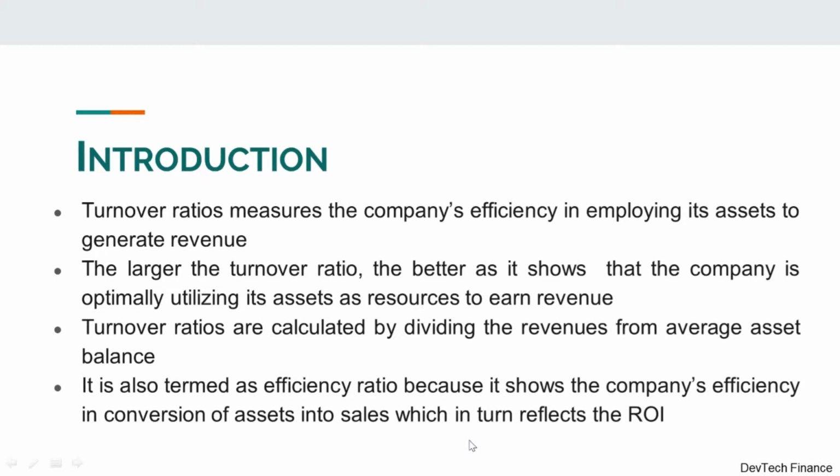And turnover ratios are usually calculated by dividing the revenues by the average asset balance. So this would be the basic formula for all other turnover ratios, because this is the main theme. It is calculated by dividing the revenue, which is generated from sales or the core business operational activity, by the average asset balance, and thus we arrive at the turnover ratio.